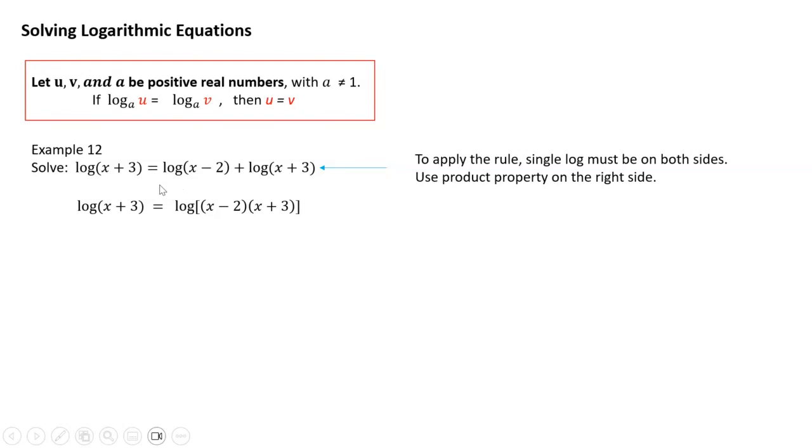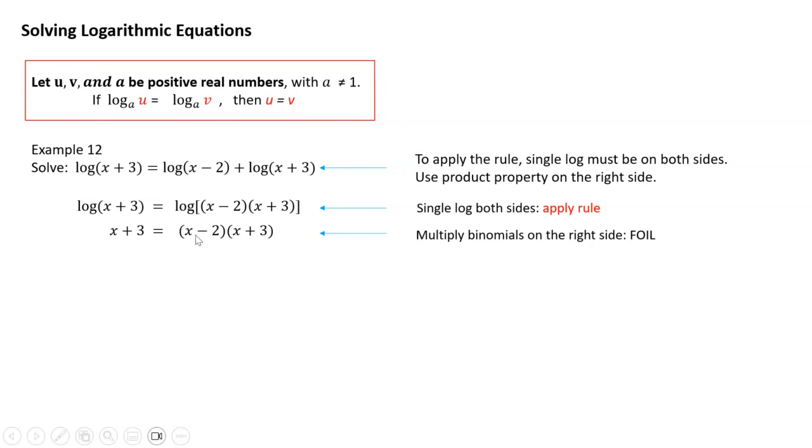Again, that's one of the properties that I believe section 4.3 covers. Anyway, we're going to put them as a single log because they have to be a single log on both sides. So again, we apply the property. Now we have the same logs on both sides with the same base. So x plus 3 must equal x minus 2 times x plus 3.